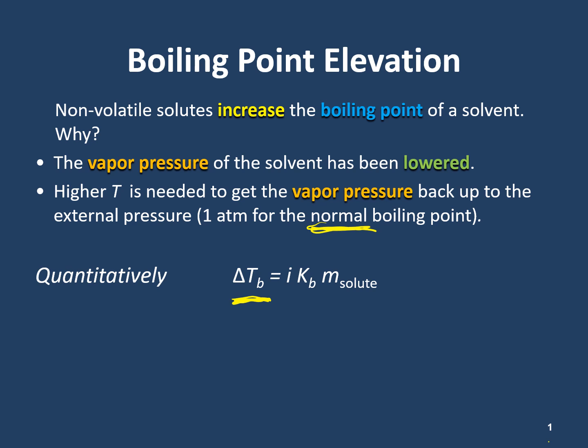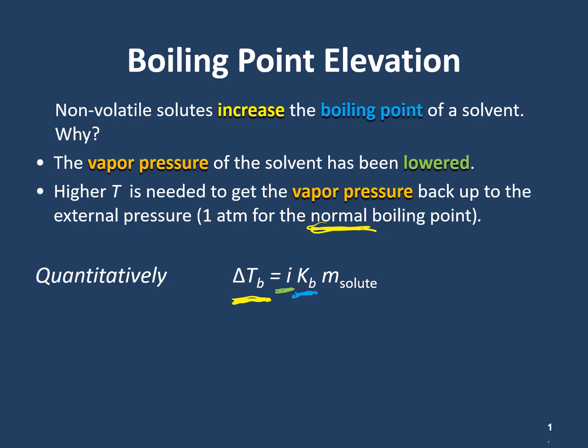i, which is our Van't Hoff factor. And so the Van't Hoff factor is based on the solute. We talked in a previous video about how to determine the Van't Hoff factor. Kb, which is a constant. And so the constant does depend on your solvent. So if you have a different solvent, then you'll have a different Kb value. But otherwise, it is a constant, it doesn't change. So for water, for instance, the Kb value is 0.52 degrees Celsius per molality. And that's always the value for water. But if we're dissolving our solute in a different substance other than water, then the Kb value would be different.